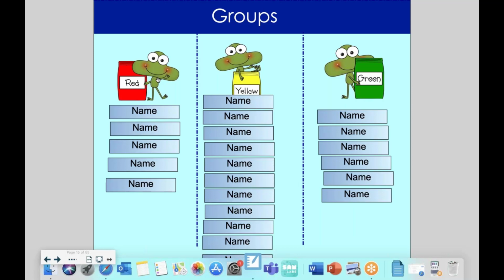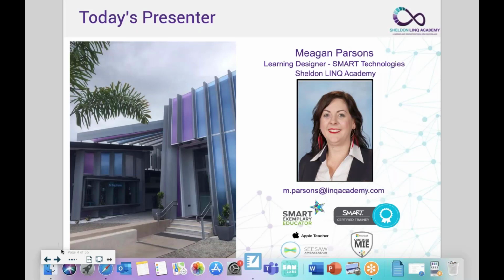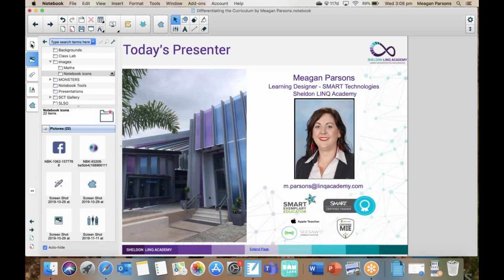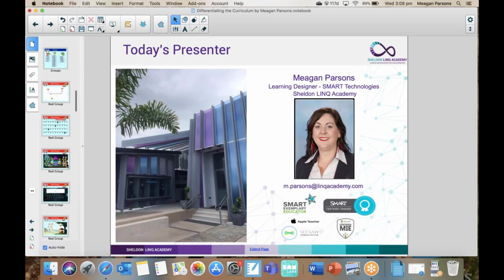So from here, they can click on the colour that they belong to, and they'll be able to work at their own pace. So I'm going to jump in as a red student for now so you can see what that looks like. So they just click on the red. Okay, let's just jump to the red group.